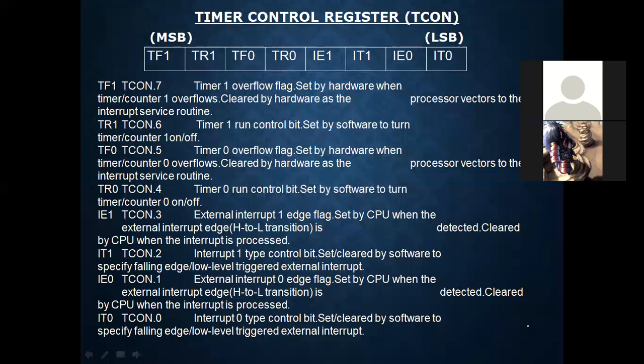So in the TMOD register, we have seen GATE, C/T bar, M1, M0. GATE, C/T bar, M1, M0, right? So these are the bit patterns of this TMOD register.